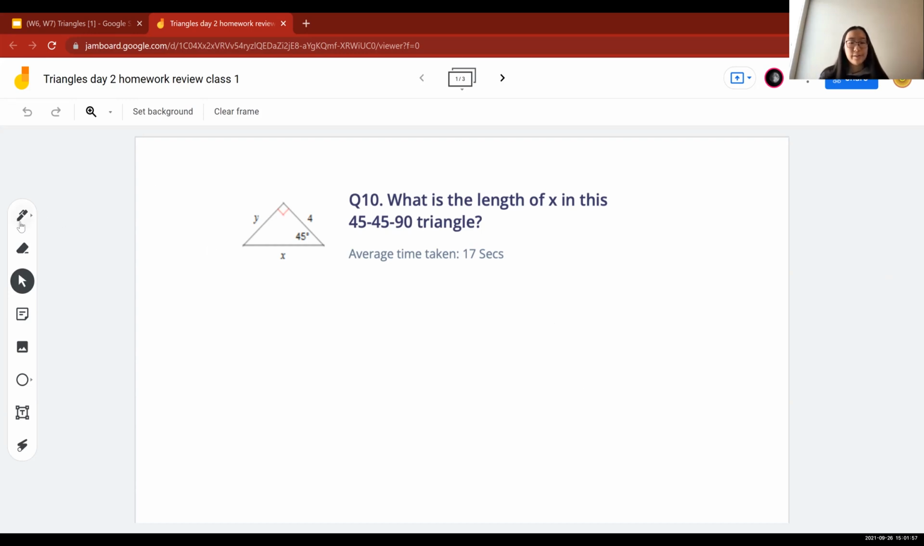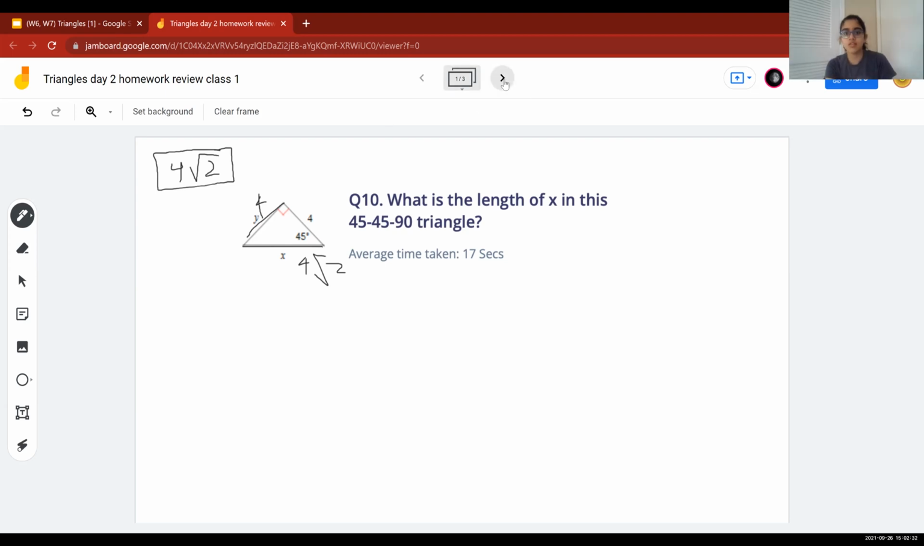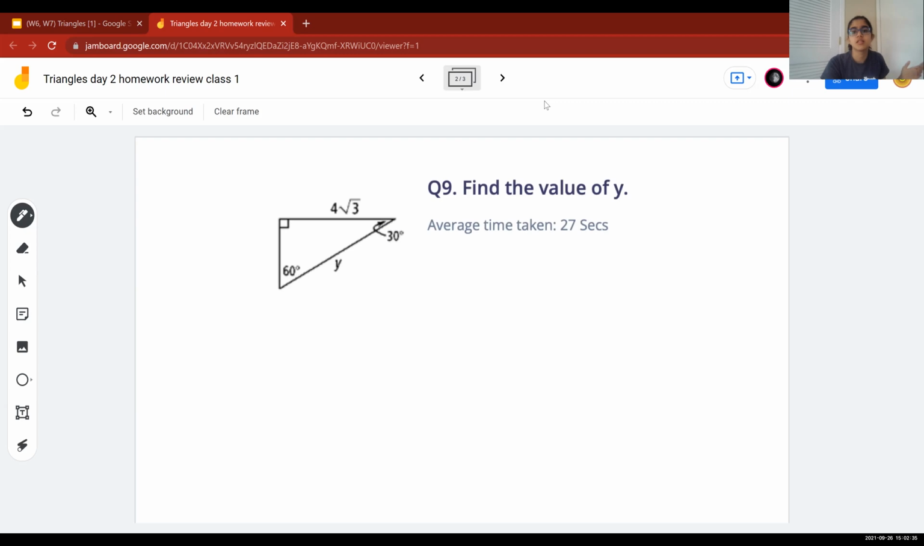So the relationship we learned for 45, 45, 90 right triangles is that the length of the hypotenuse equals the length of a leg times radical 2. So since the leg is 4, the length of the hypotenuse is 4 radical 2. And you can also figure this out using the Pythagorean theorem because it's an isosceles right triangle. So the side lengths would be 4, 4, and 4 radical 2. Okay, if no one has any questions on that, we will move to question number 9, which is the second last question.